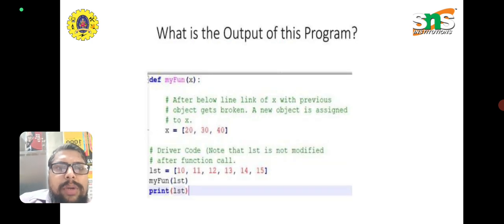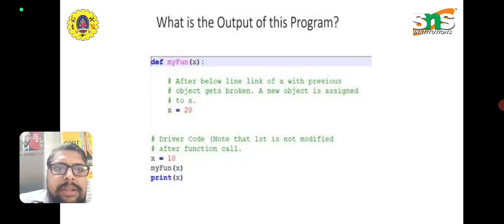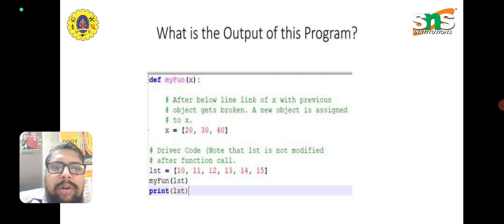Next, the output of the program. For example, you have a list x equal to 20, 30, 40, and the list is 10, 11, 12, 13, 14. We are going to pass the list and print. What will be the output of the program? Instead of 10, 11, 12, the values 20, 30, 40 will be replaced, because it is mutable. So the output of the list will be 20, 30, 40, 13, 14 and 15.